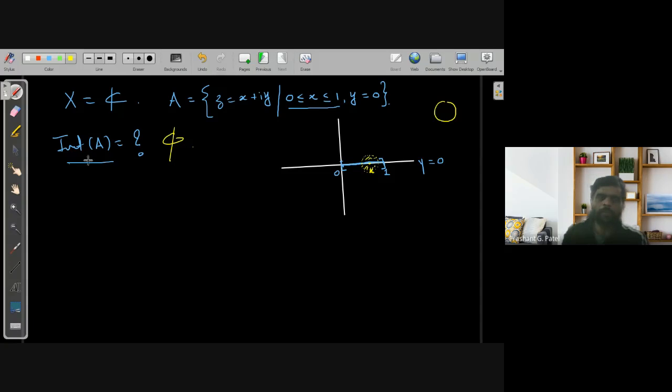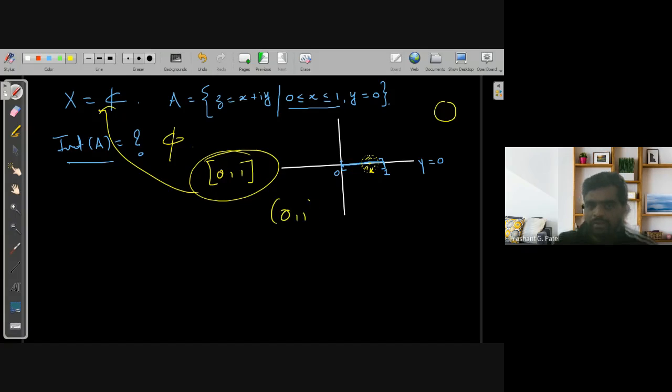So in short, I can say that the closed interval 0, 1 as a subset of C, its interior is phi, but as a subset of R, its interior is the open interval 0, 1. So this is the difference. If you change your space, the interior will change.